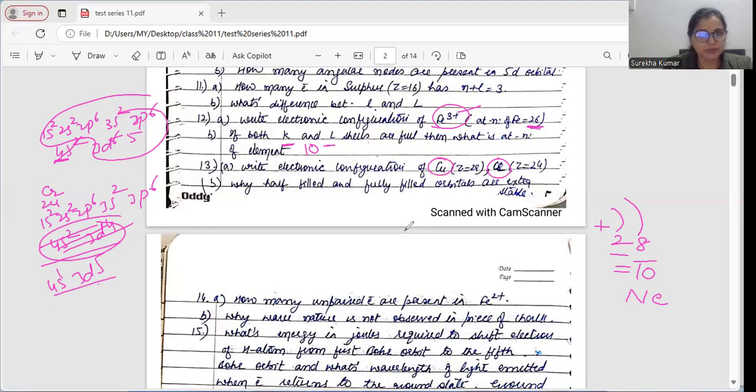Similarly with copper. Let us write down the configuration of copper. It is 29: 1s2, 2s2, 2p6, 3s2, 3p6, 4s2, 3d9. It should be this, but actually one electron is once again shifted from 4s to 3d. It will become 3d10. This is the configuration of copper. In the exam you will not write the old one, right?